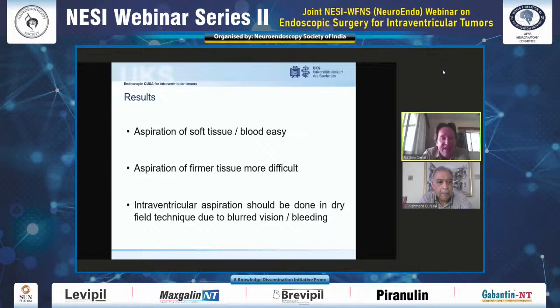I think the ideal indication is soft tissue and hematoma. Firmer tissue is more difficult. I also have a video on meningiomas. In meningiomas, where you think that the standard CUSA is not working appropriately, this small CUSA will not work at all. So it's rather less efficient than the standard CUSA handpiece for microsurgery. And in my opinion, the intraventricular aspiration is easier when you use the dry field technique. So you suck out all the tissue, because then you don't have the problem with blurred vision and bleeding when you suck out the tumor.